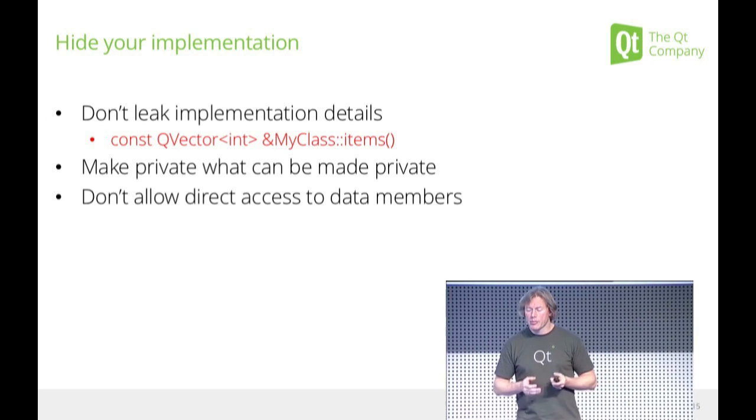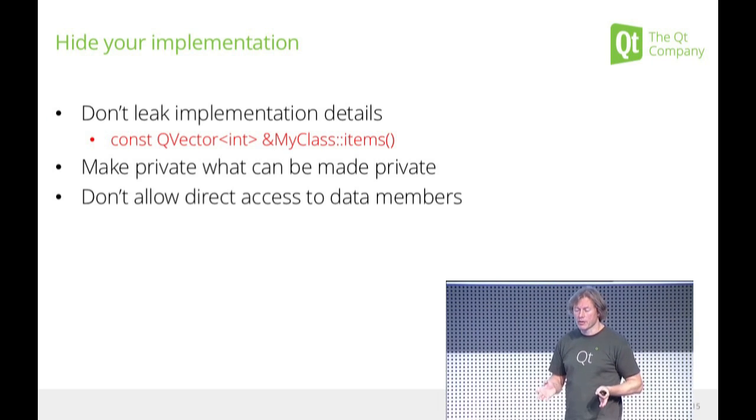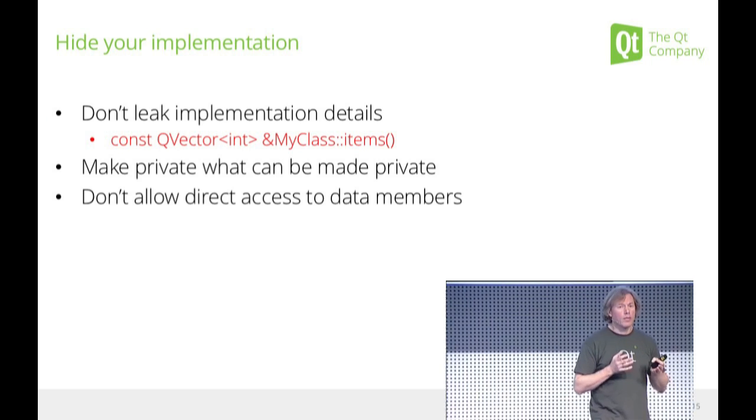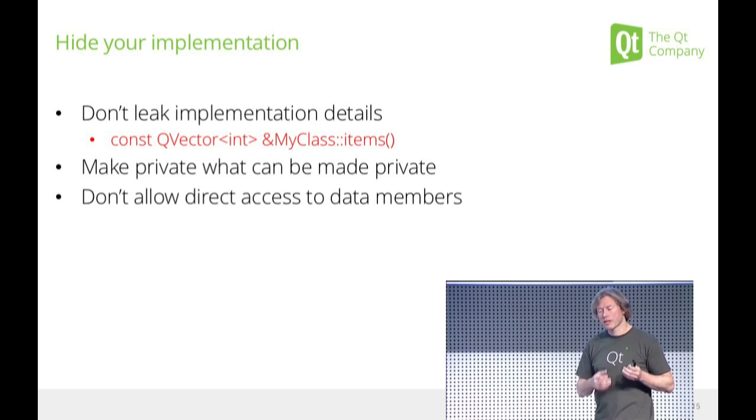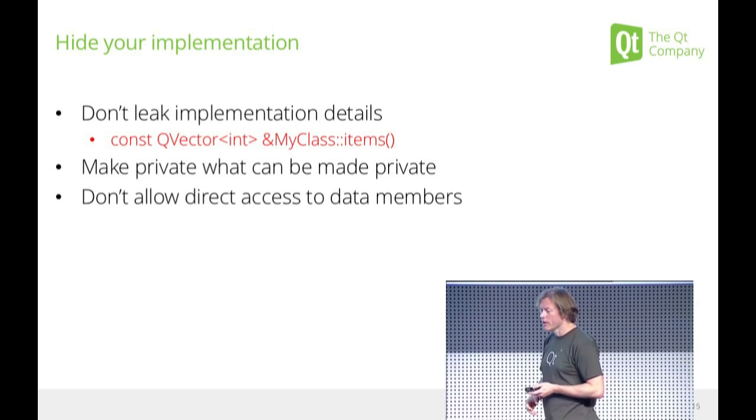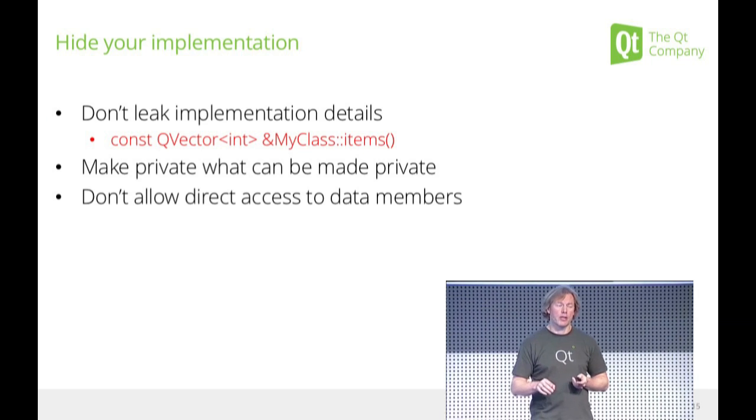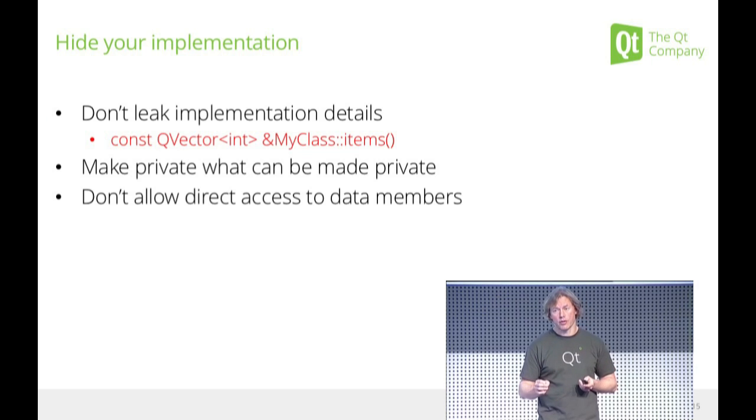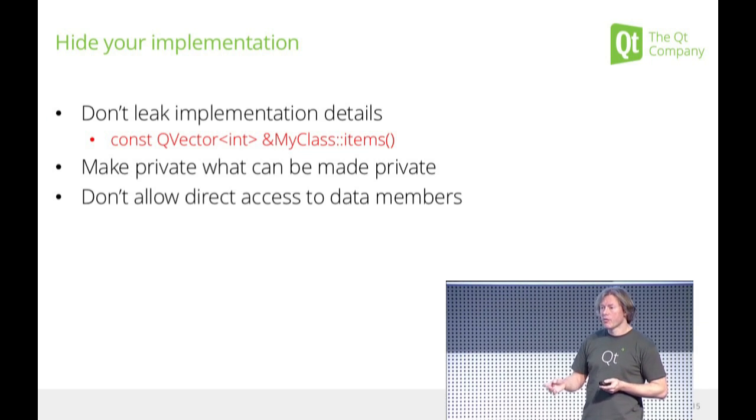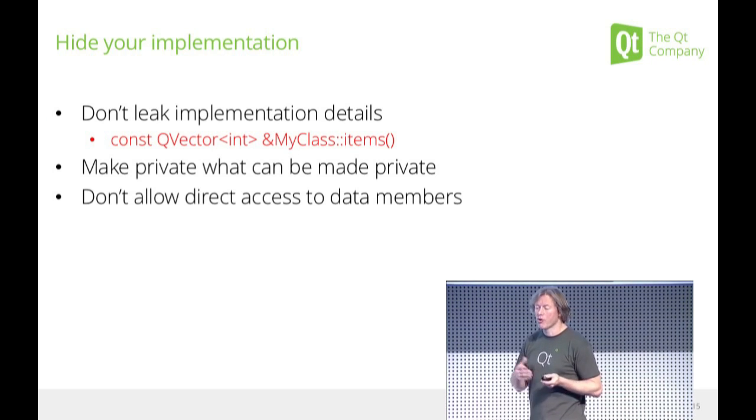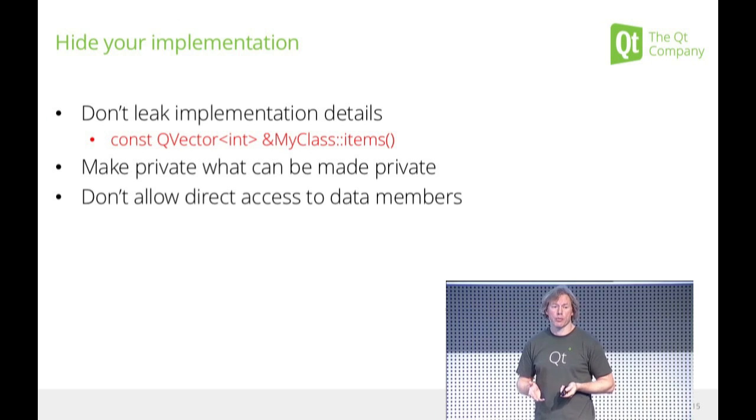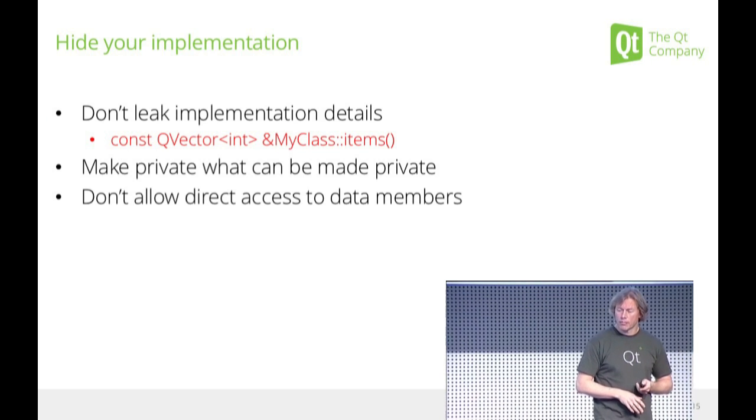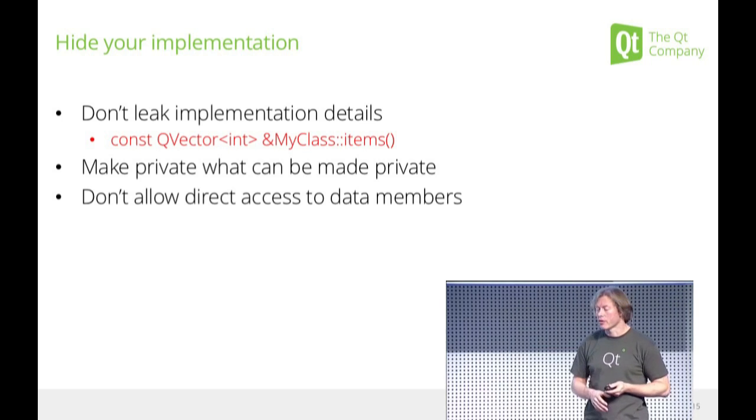Also, make sure that you really make private what you can make private. All data members, don't give any direct access to those. All the methods that you only need as an implementation detail, make them private. The most common case where you leak out implementation details is through parts of your API where you return a reference to something that's part of the implementation, or a pointer to something that's part of the implementation. You really need to consider carefully whether you want to do that, because it limits what you can change later on.